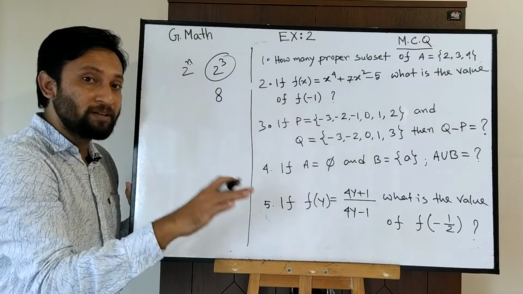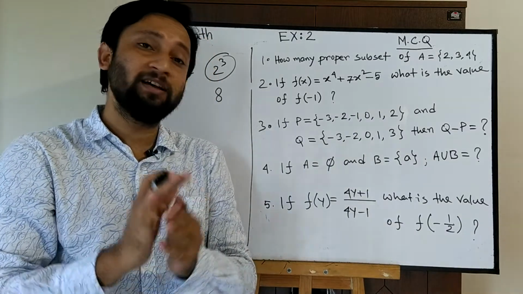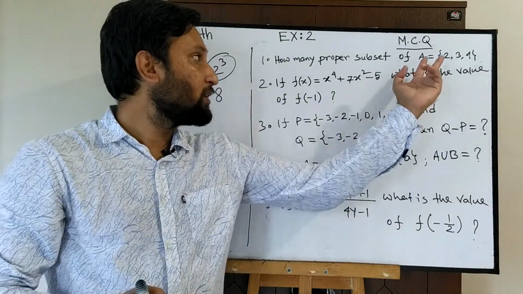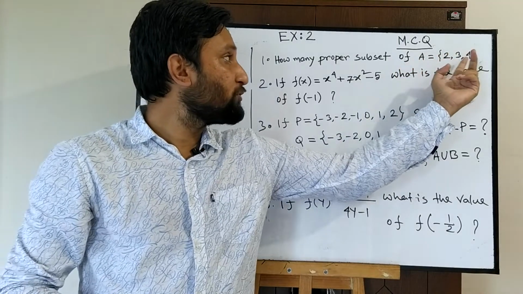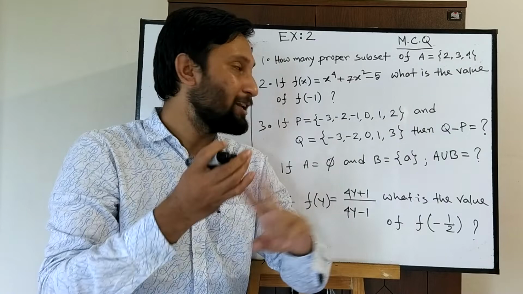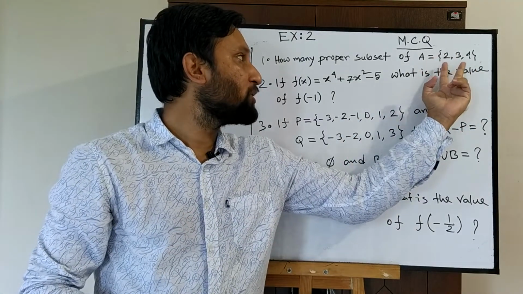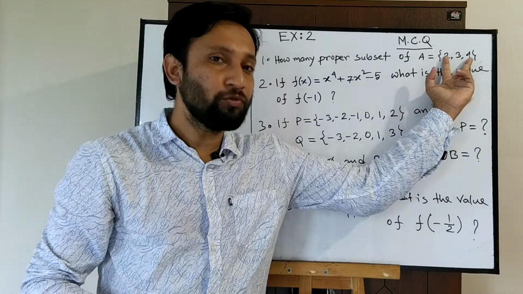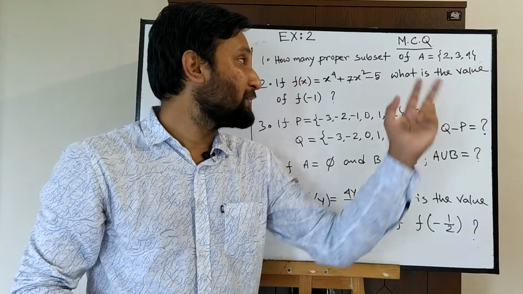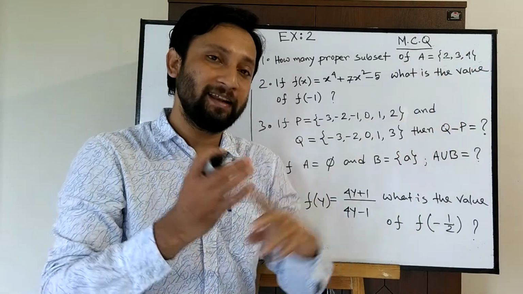But when it says proper subset, we need to know the process of finding the elements of the subsets. Here A is 2, 3, 4. So the subsets will be: first single elements, that means 2, then 3, then 4, and then double elements 2, 3, 3, 4 and 2, 4, and then the triple element, that means all elements used, 2, 3 and 4, and then the empty set.